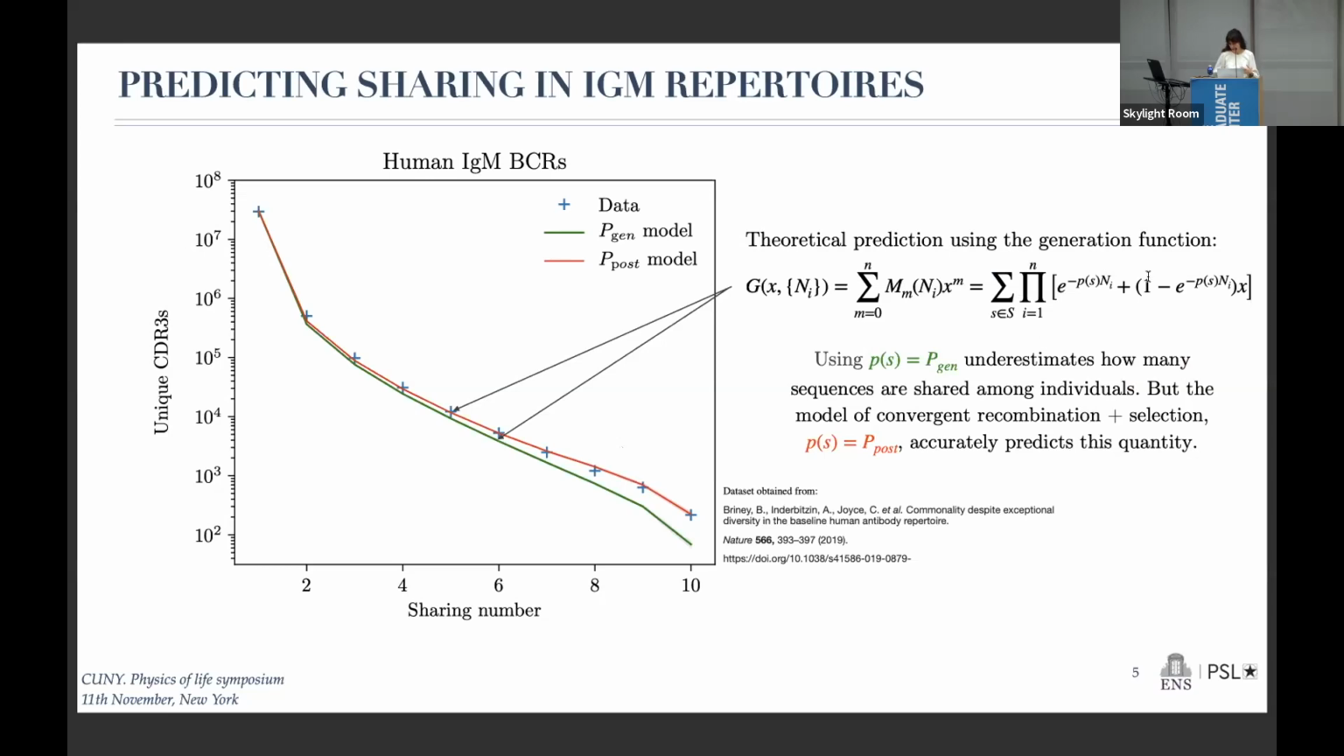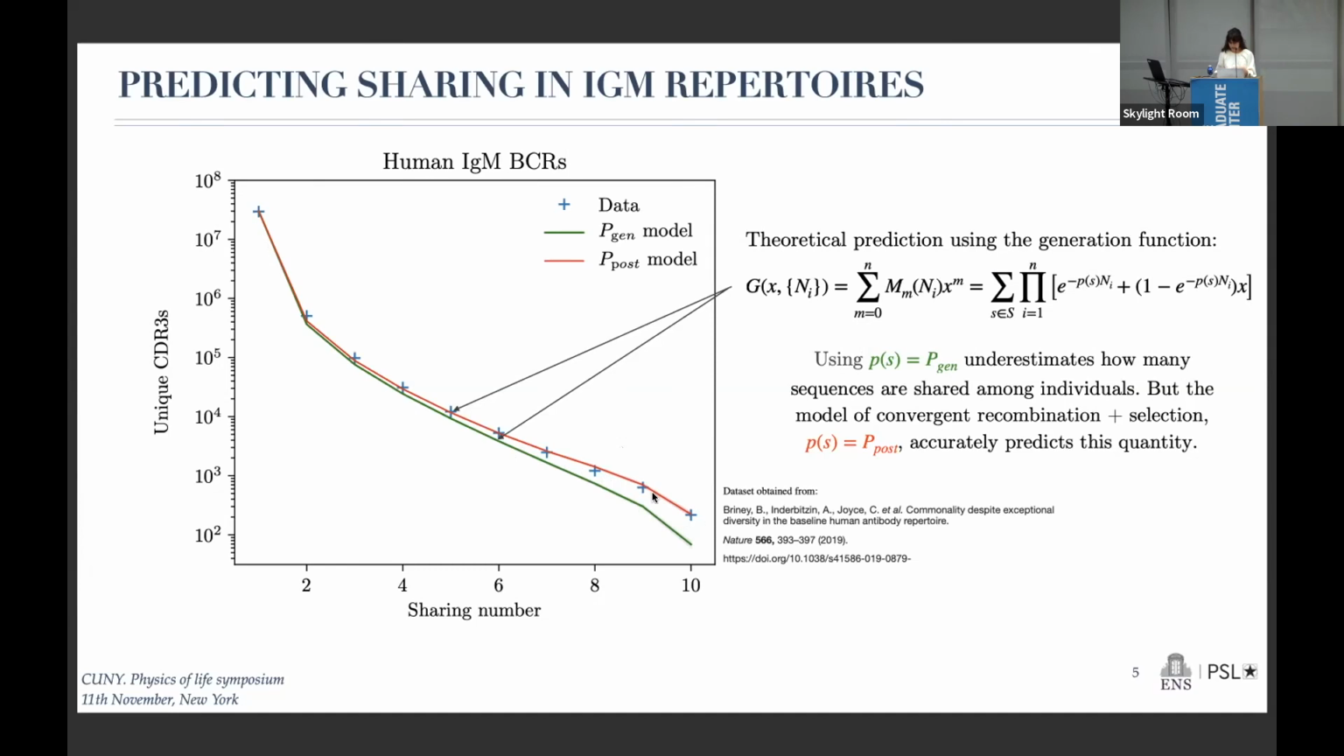So in this formula here, as you see, we only need to know the number of sequences in the repertoire, and then we need a probabilistic model. That is the model I told you about. If we use in this P the initial PGen model that only accounts for convergent recombination, we see that we underestimate the number of sequences that are shared. But if we include selection, we have a very good approach.